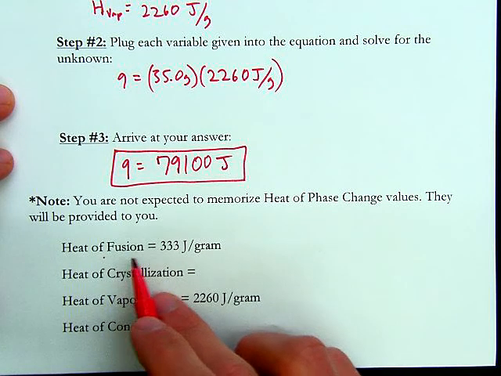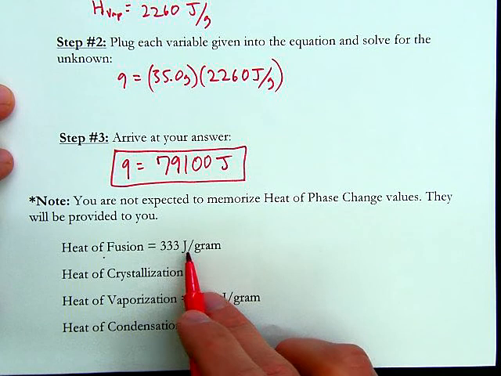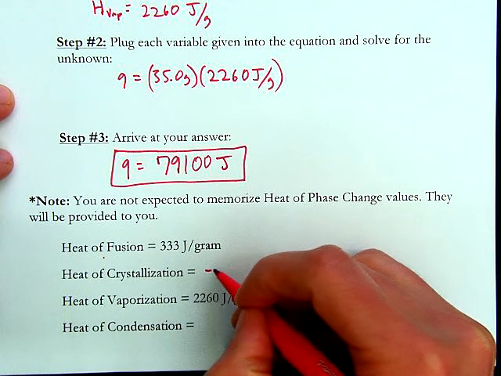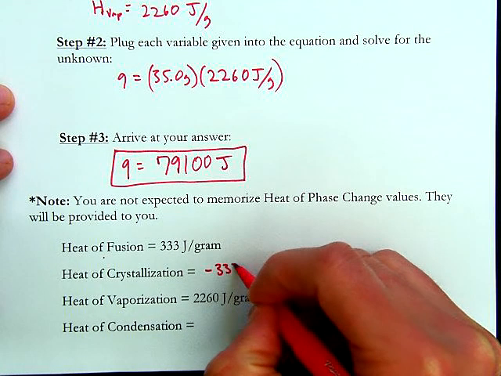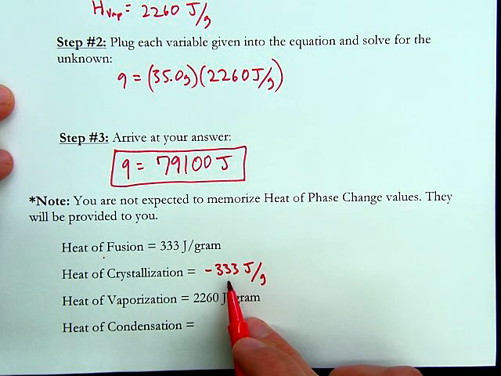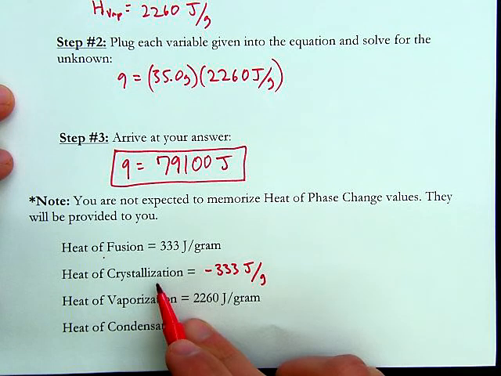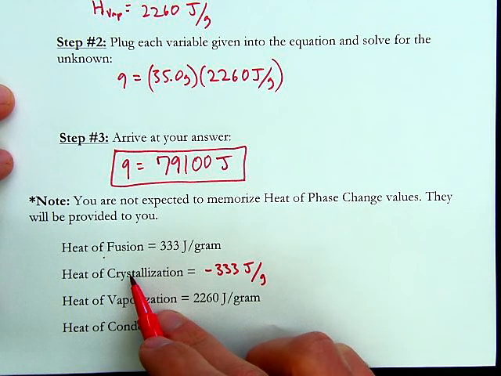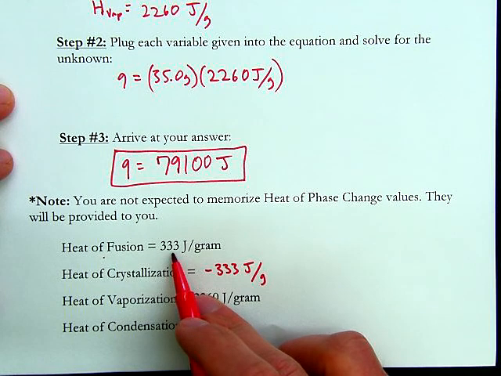So if this is the amount of energy, notice it's positive, this is the amount of energy required to melt a gram of ice, that same amount of energy is going to be released when 1 gram of liquid water turns to ice. So heat of crystallization and heat of fusion are the same value. One is required in order to melt, one is released.